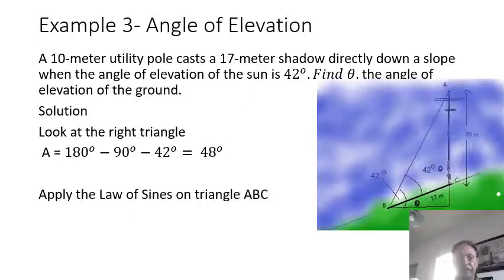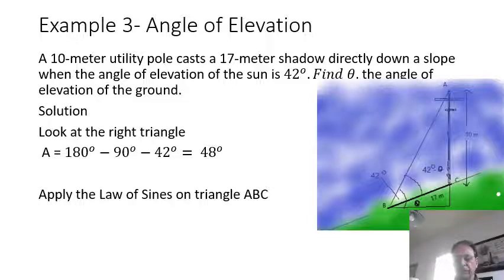So example 3. A 10-meter utility pole casts a 17-meter shadow directly down a slope when the angle of elevation of the sun is 42 degrees. Find the angle theta, the angle of elevation of the ground. Now look at the triangle, and you see A is 180 degrees minus 92 degrees minus 42 degrees equals 48 degrees.